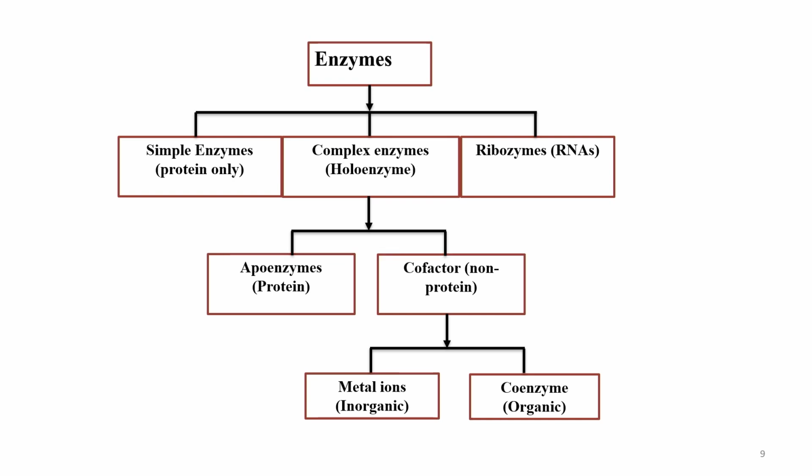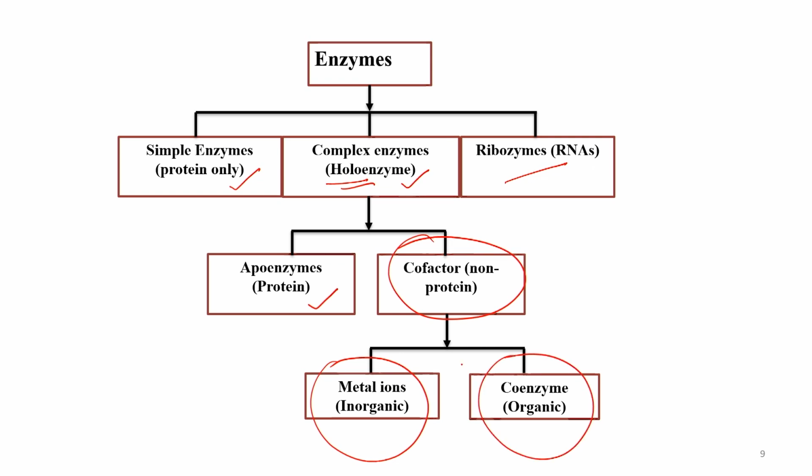So here we can outline the enzymes. We can have simple enzymes, which are proteins, or complex enzymes. A complex enzyme means it will be an apoenzyme. When we add the cofactor, that becomes the holoenzyme, or some ribozymes also act as catalysts. As I told, apoenzymes require the cofactors, and these cofactors can be inorganic metal ions or organic coenzymes. So this outlines how enzymes work as biocatalysts.